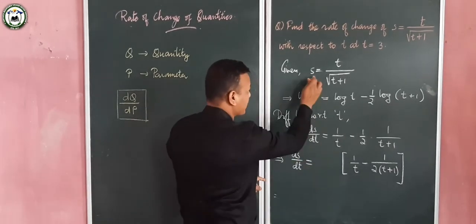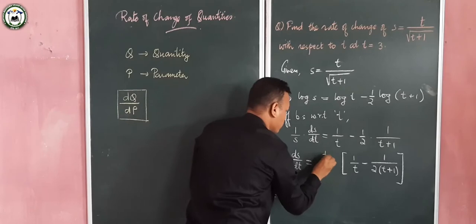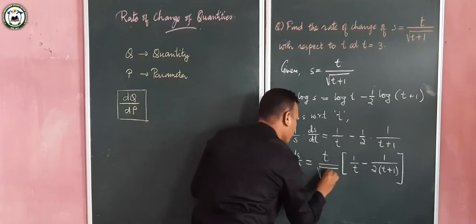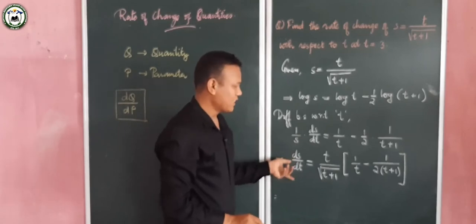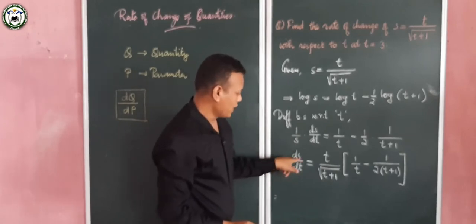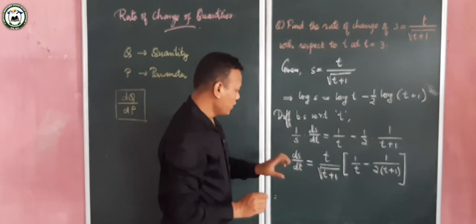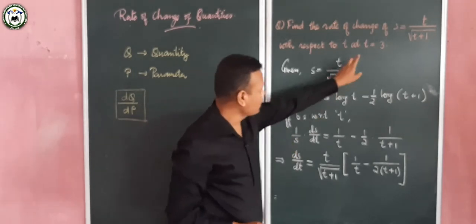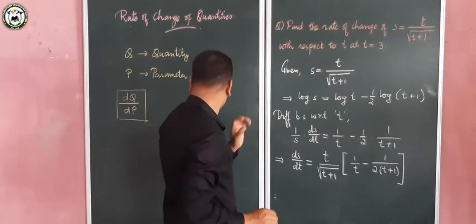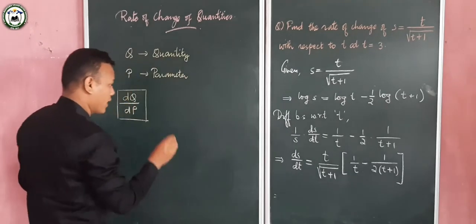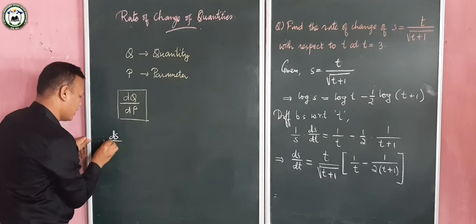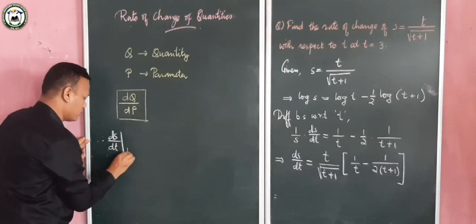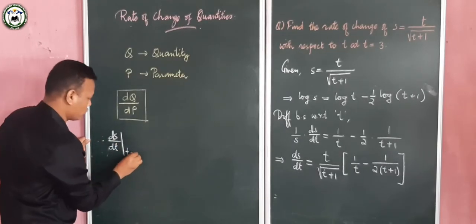Ani what is s? S bhane kati cha hamro ma, we have s equals to t by square root of t plus 1. So this is the value of my ds by dt, that is rate of change of s with respect to t. Now we need to check the value of this at t equals to 3. Okay, so let us check the value of very same thing at t equals to 3. So therefore ds by dt at t equals to 3.